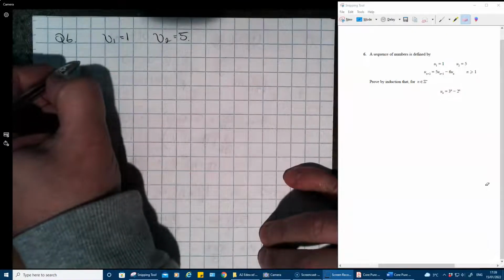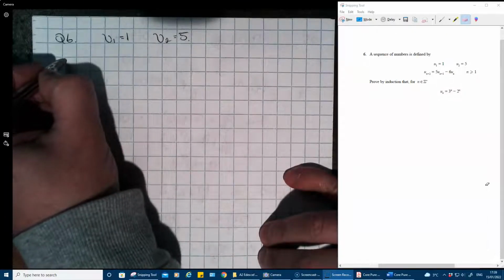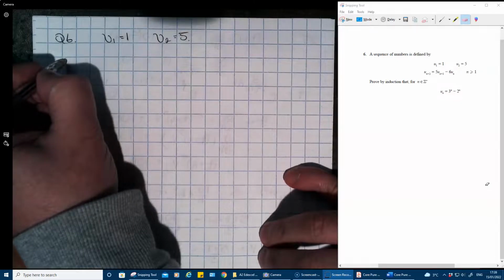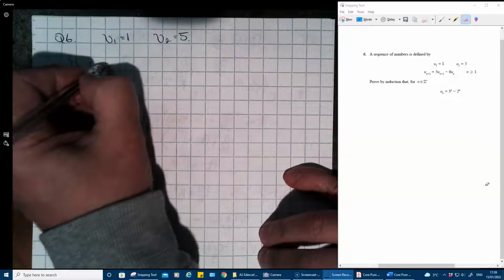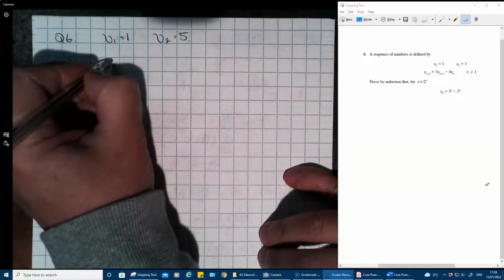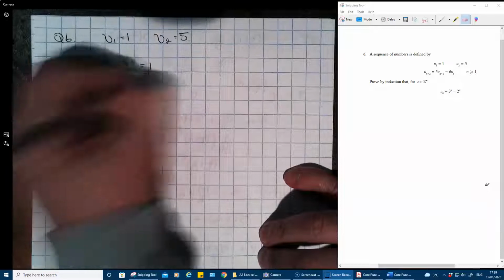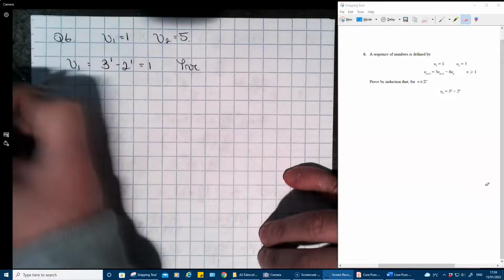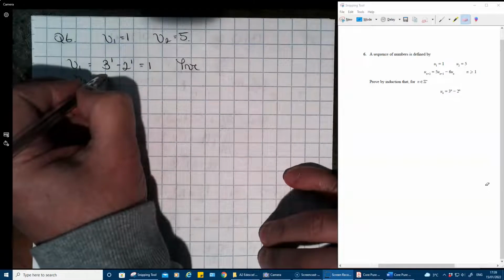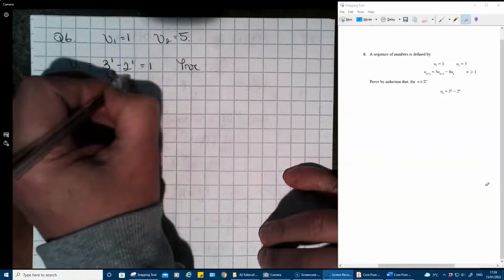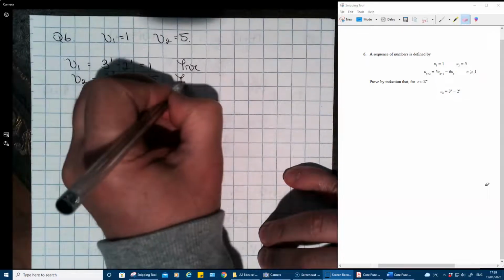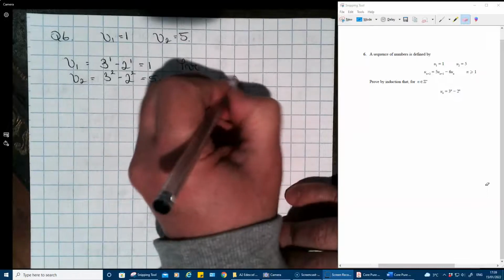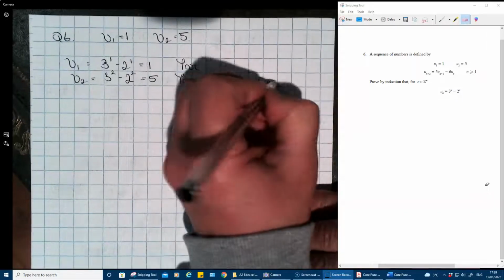So let n equals 1. Let u1. We're trying to prove that un equals 3 to the power n, take away 2 to the power n. For n equals 1, that's 3 to the power 1, take away 2 to the power 1, which equals 1, which is true. u2 is 3 to the power 2, take away 2 to the power 2, which is 5, which is also true. Okay, so true for n equals 1 and 2.